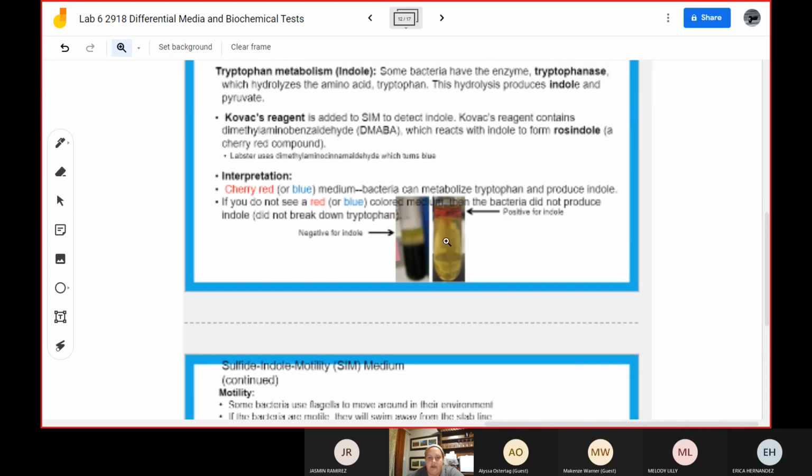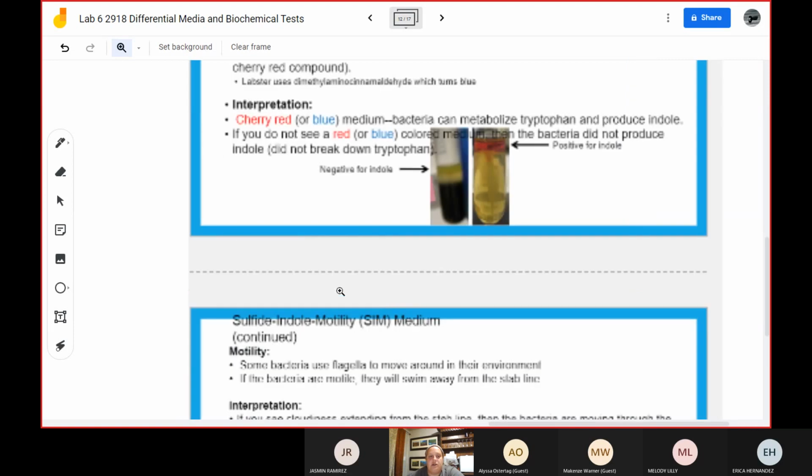Down here, it's kind of a bad picture. This one is positive for motility because it's swam out into the surrounding colony. It's black, so it's positive for sulfur reduction, and it's clear at the top, so it's negative for tryptophan. This one is positive for tryptophan because of that red line at the top. You can see the stab line here is actually the bacteria growing along it, so it's negative for motility. It's also negative for sulfur reduction.